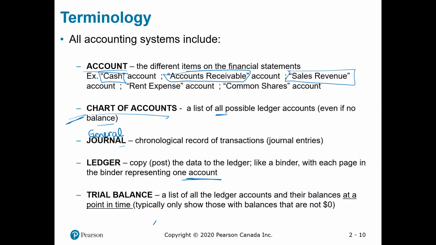And then lastly, a trial balance. So this is a list of all of the ledger accounts and their balances, and it's at a specific point in time.